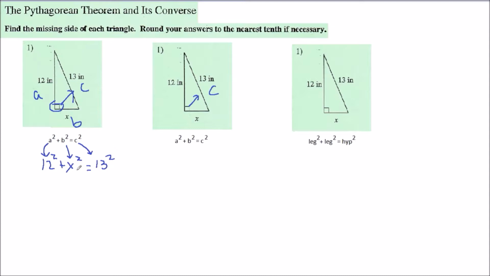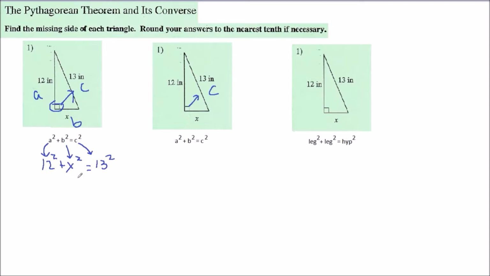Okay, so that would be the substitution step, replacing some of the variables, in this case actually all of them, but a was replaced with 12, c was replaced with 13, b, again, you could have left as b, or you could put in x, since they use x.